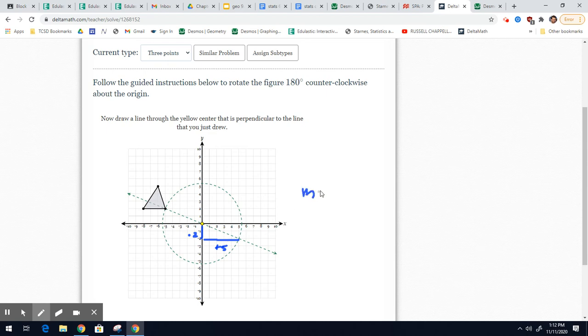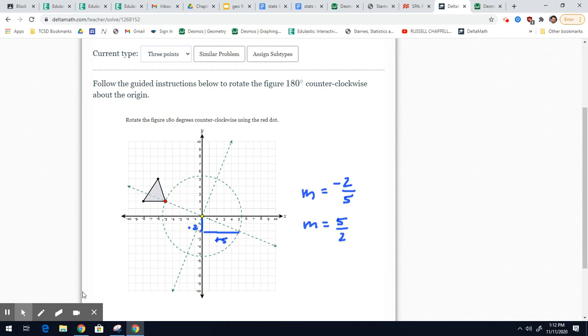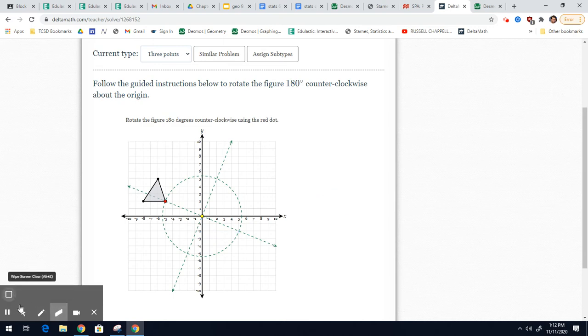So that's a slope of -2/5. So the slope of our line, which is perpendicular, has to be the opposite, positive, and the reciprocal, 5/2. So I will count that from the origin. I will go up 5 and to the right 2. And once I get it, it'll move on, which it just did.